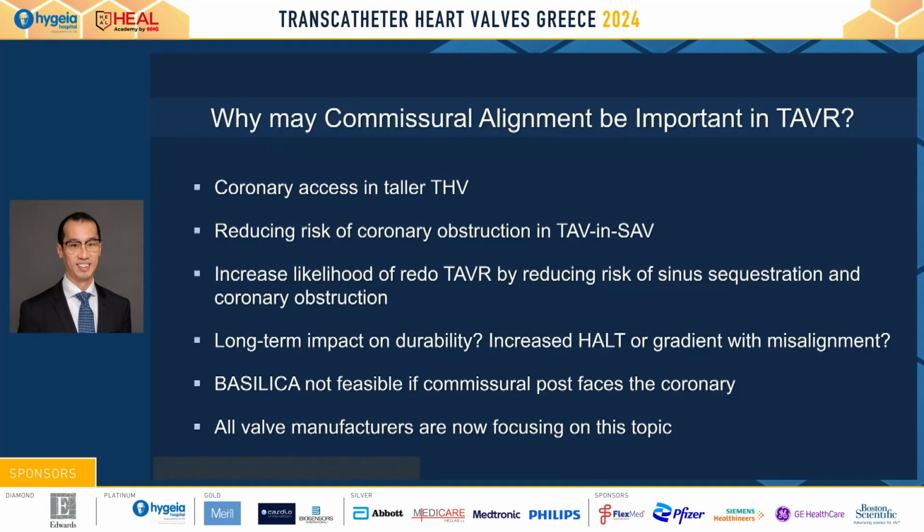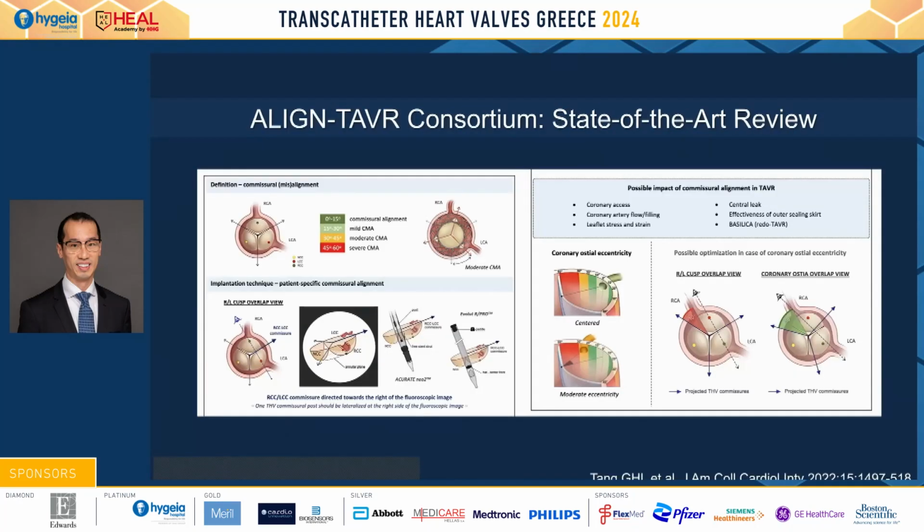Certainly, leaflet modification such as BASILICA would not be feasible if the commissure post is facing the coronary. And of course, all valve manufacturers are now focused on this topic, so clearly everyone is seeing this as critical to lifetime management. And we have recently published an Aligned TAVR Consortium state-of-the-art review in JACC: Cardiovascular Interventions, talking about this topic, defining the degree of misalignment to standardize the nomenclature, and talking about some of the coronary eccentricities and some of the other techniques to optimize alignment.